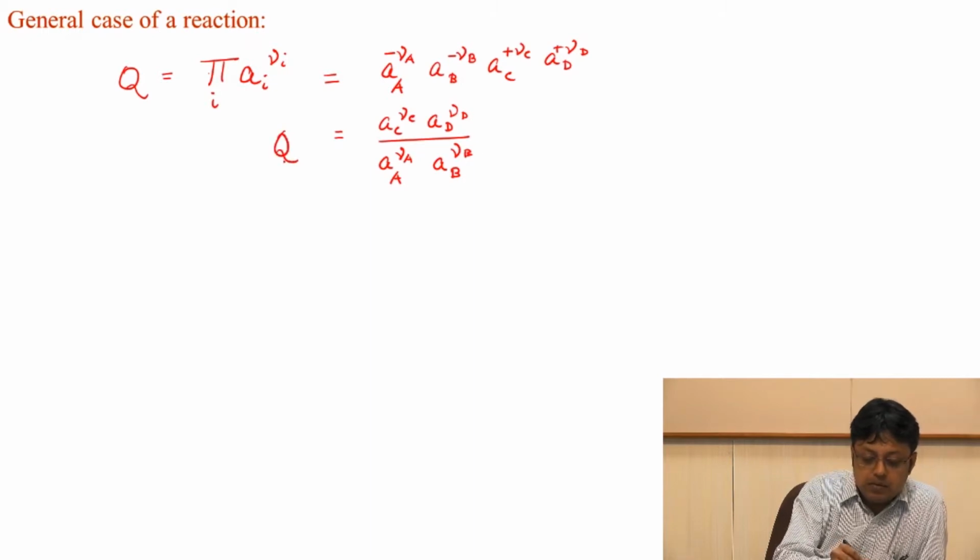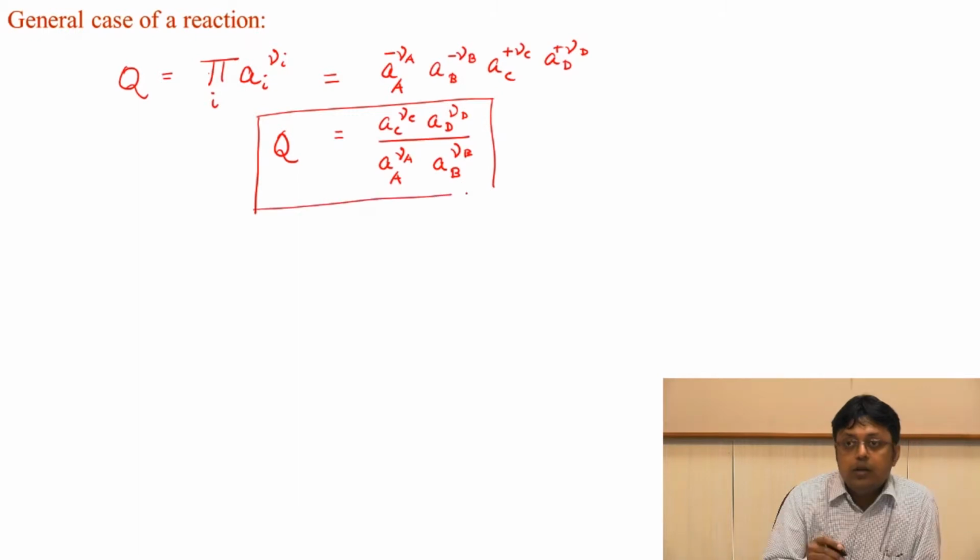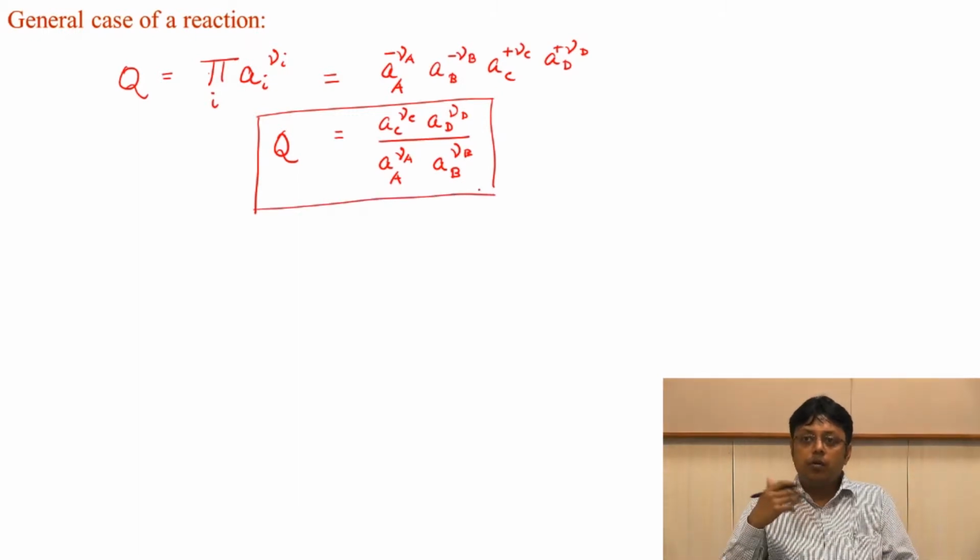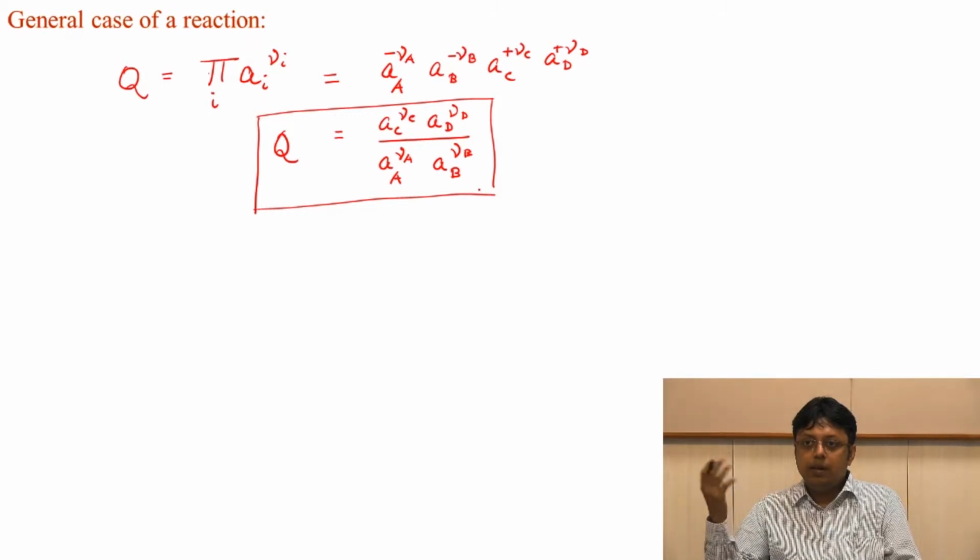So we see that we have to take in the numerator all the activities of the products raised to their concentration, and then multiply for each product, divided by the same for the reactants. Now you see a very interesting situation.